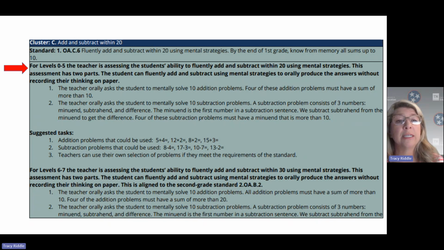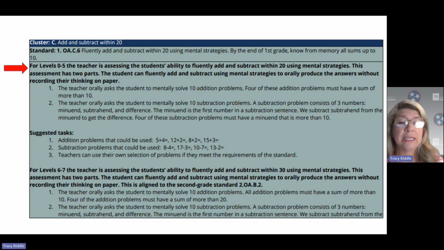First, the teacher needs to orally ask the students to solve 10 addition problems. When asking students these problems, you could let them see the problems. It's fine to show them a flashcard, but the teacher is orally saying the problem to the child, and the student is mentally solving these problems. There will be 10 addition problems. Of these 10 addition problems, 4 should have a sum of more than 10. The other 6 can have a sum less than 10.